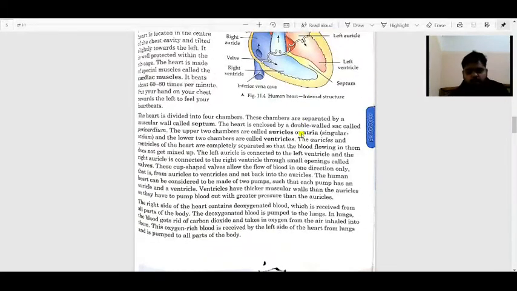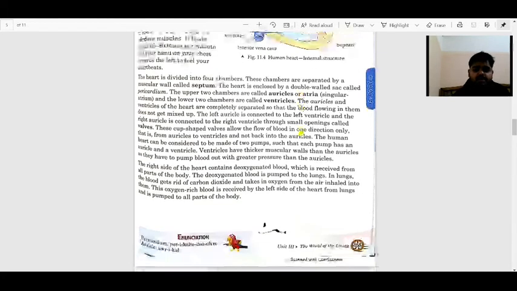Now what you have to remember, to understand the circulation of blood through your heart, is that the right side of the heart contains your deoxygenated blood. Right side, that is the right auricle and ventricle, what kind of blood will it have? Deoxygenated. And the left auricle and left ventricle will contain the blood which is oxygenated, means the one which is rich in oxygen.